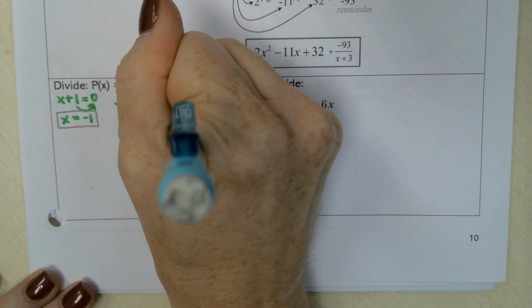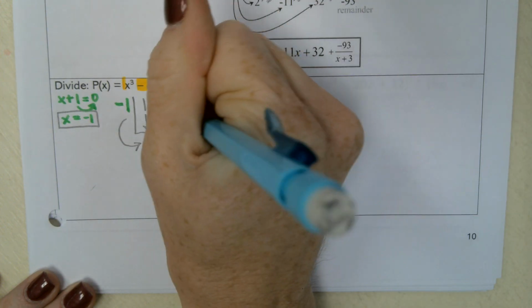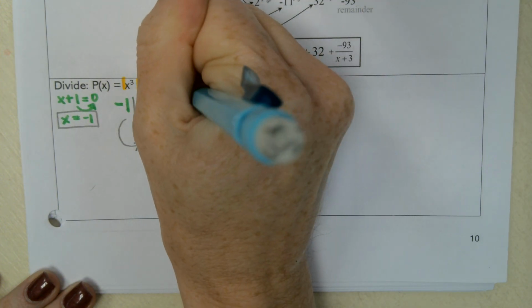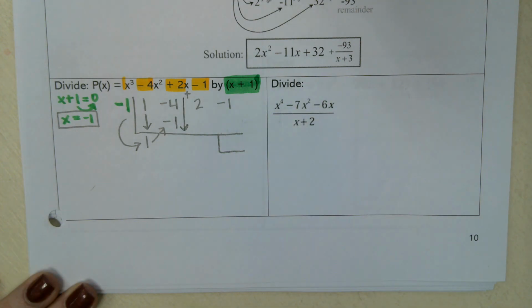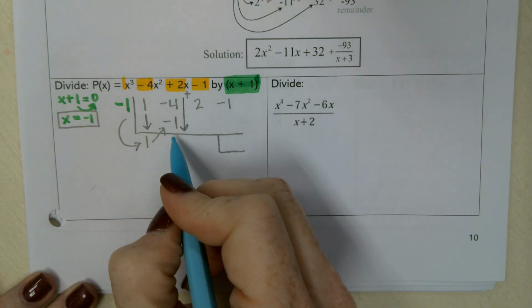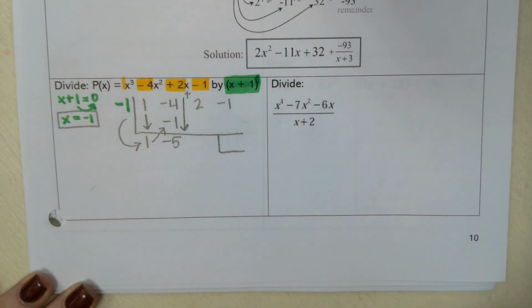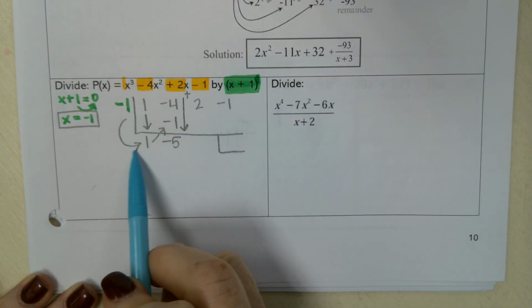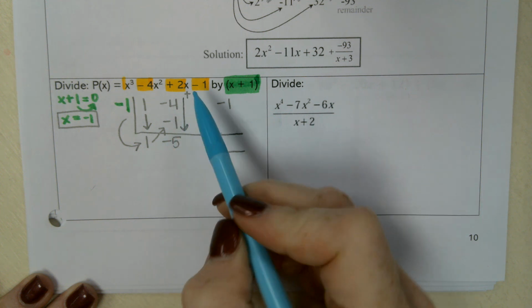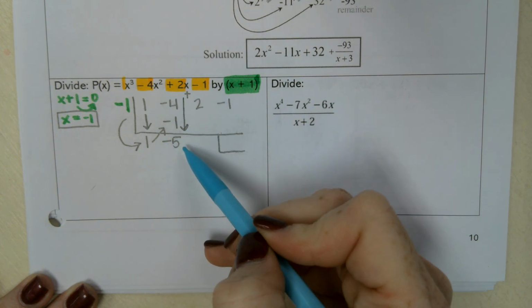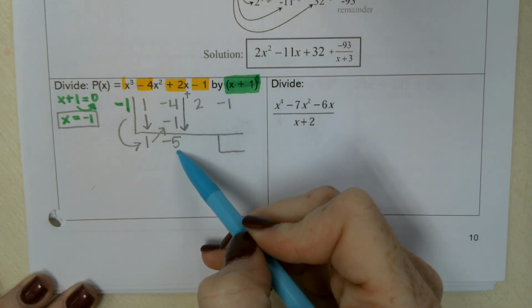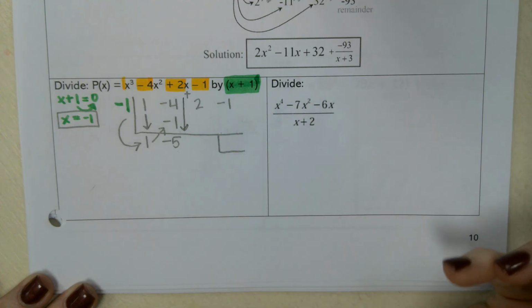Then on the inside, I'm going to take those numbers and add them up to get my new number on the outside. -1 times 1 gave me -1, but -4 minus 1 more is -5. I'm adding them together.